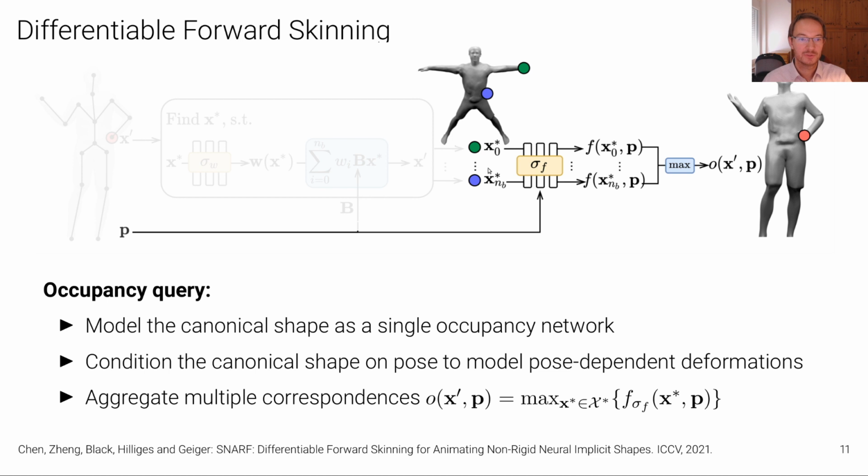Once we have these multiple solutions, which are points in canonical space, we can model the canonical shape as a standard single occupancy network. Now we are in canonical pose, so in this canonical space we can just query that occupancy network for the occupancy value. But we do this for all of the points that we have found. From all of the initializations, for all the valid points that we have found, we need to query the occupancy network. So we get multiple hypotheses for the occupancy, and we can simply aggregate them using max pooling. So that's what we do here. We take the maximum of all of these, and that's finally the occupancy. That's how we define the occupancy for the query point x prime given the pose P.